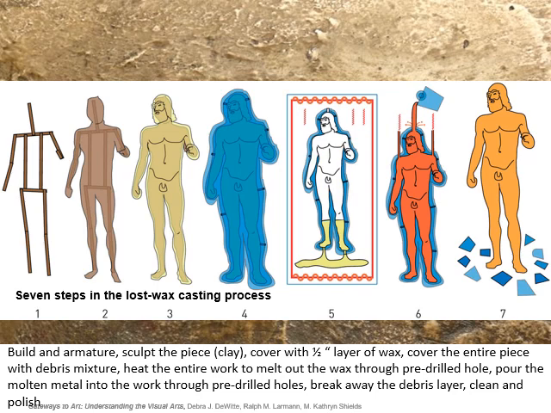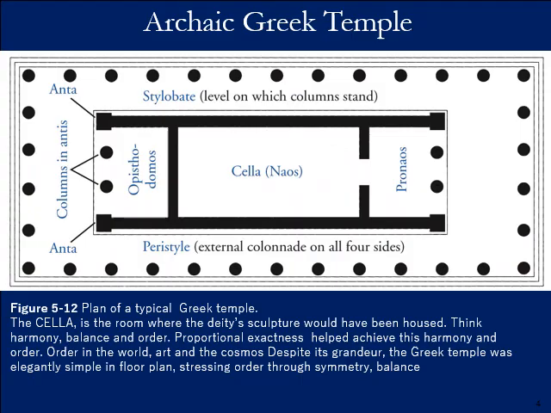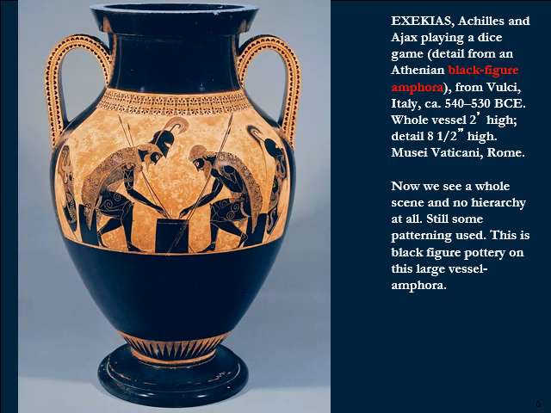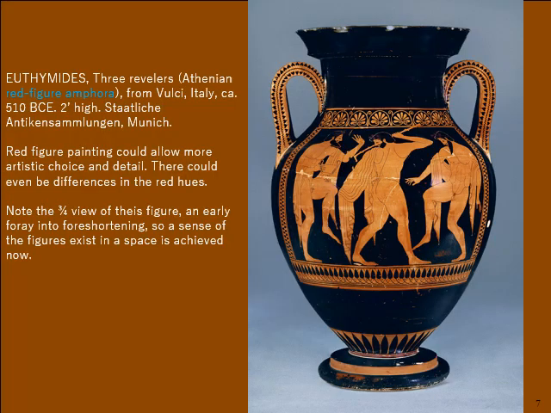There's the lost wax casting method. Here is the floor plan for the Greek temple. Remember, it's based on a lot of mathematical systems. And here's one of the black figure paintings from Exekias. And here is the red figure painting from Euphronios.